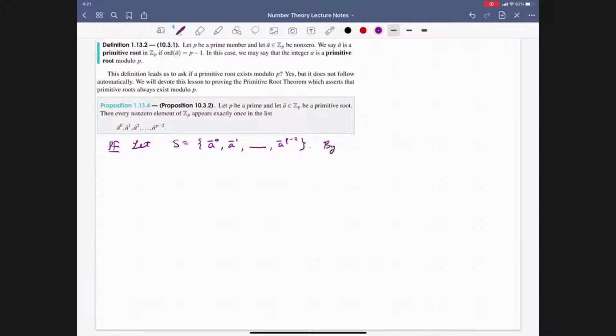By construction, we have that S is a subset of the integers modulo p. And from structures, we know we have a finite set. The cardinality of S is going to be at most the cardinality of the integers modulo p.